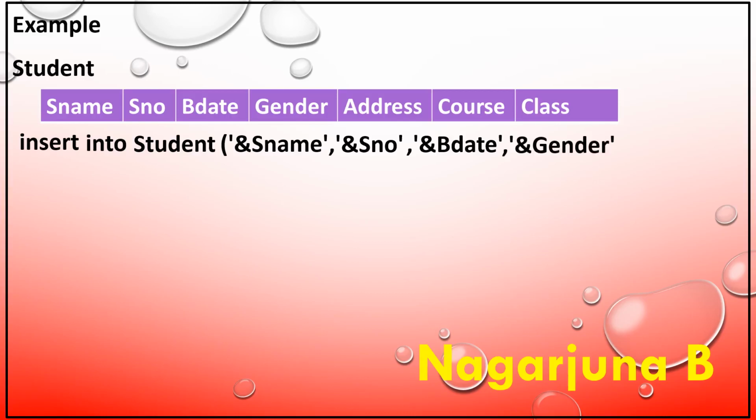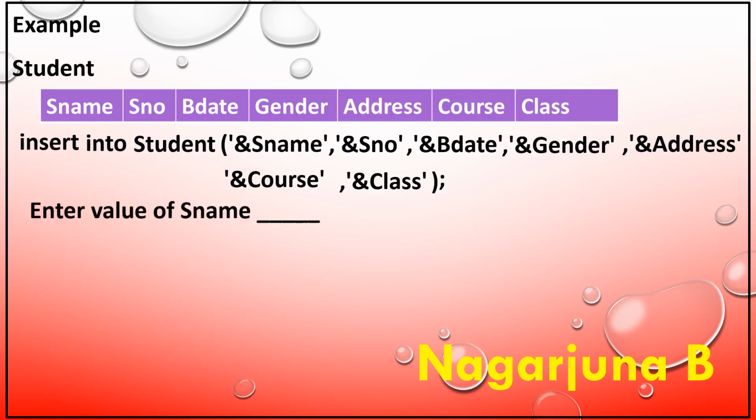Comma. Next one is within a single quote gender, comma, within a single quote ampersand address, comma, within a single quote ampersand course, comma, within a single quote ampersand class. So these are the various kinds of attributes I have considered. Once it has been finished, you need to close the bracket. After that, write a semicolon. Then it will display a message, enter value of S name. Now you have to type the value for S name.